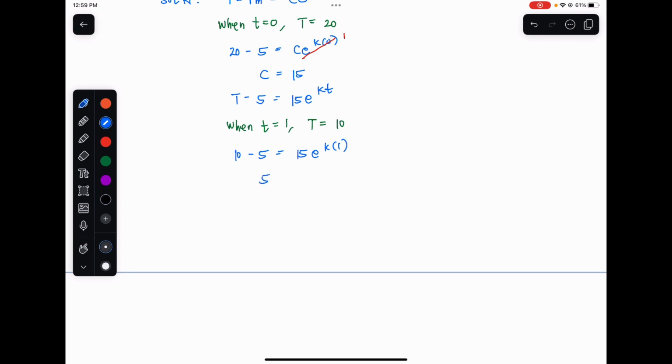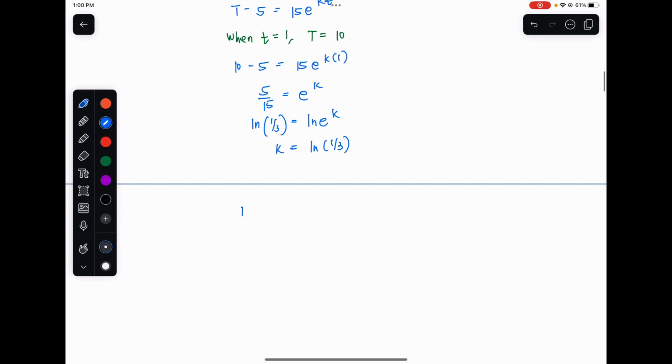And then I could bring down 15 to make it e raised to k. Then ln of 5 over 15, which is 1/3, is equals to ln e raised to k. So we can now have k to be equivalent to ln of 1/3. Thus, our working equation now finally would be T minus 5 is equals to 15 e raised to t ln 1/3.